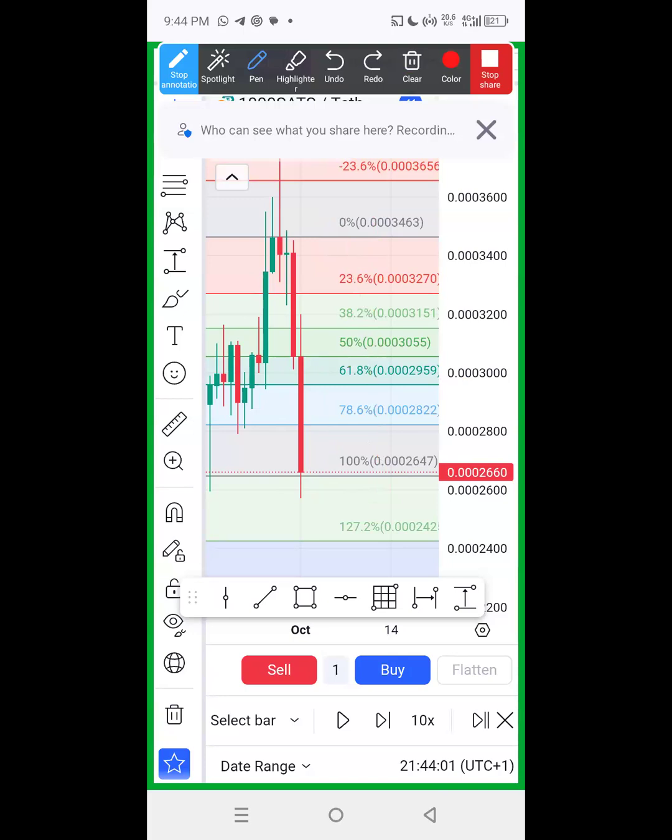Big body is what you want. As you can see, this is an example of a candle with a big body. You need a candle with a big body, and that candle should have touched, if it's an uptrend, the 61.8% line or below.